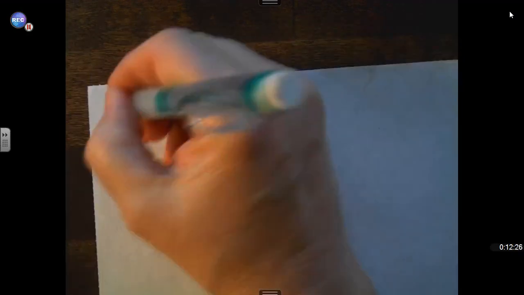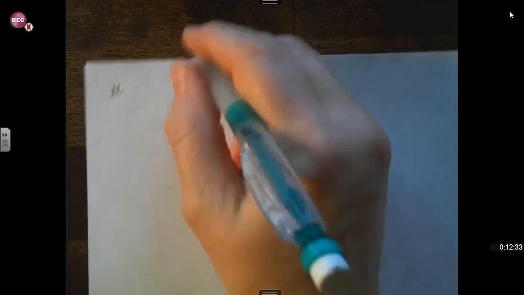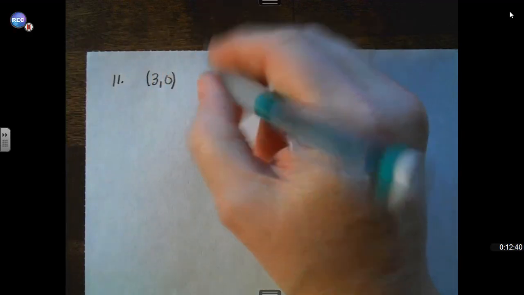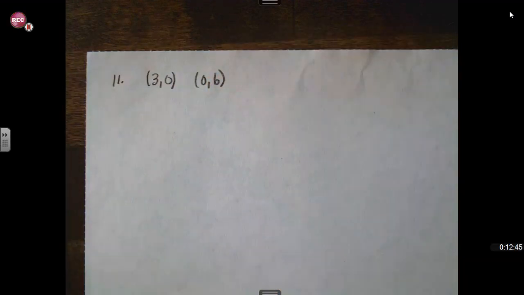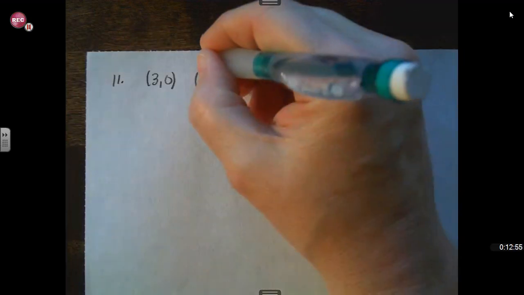Number 11 says, write the equation of the line in slope-intercept form that has x-intercept 3. So that is the point 3, 0. And y-intercept 6. That's the point 0, 6. And so they haven't done anything different. They've just disguised how they're going to give me the points. But the 2 points are 3, 0 and 0, 6. The advantage of this is that 0, 6 is the y-intercept. And so once I find the slope, I'm essentially done with the problem.